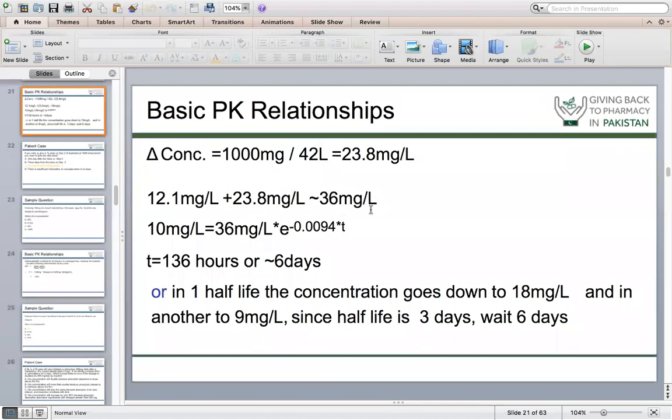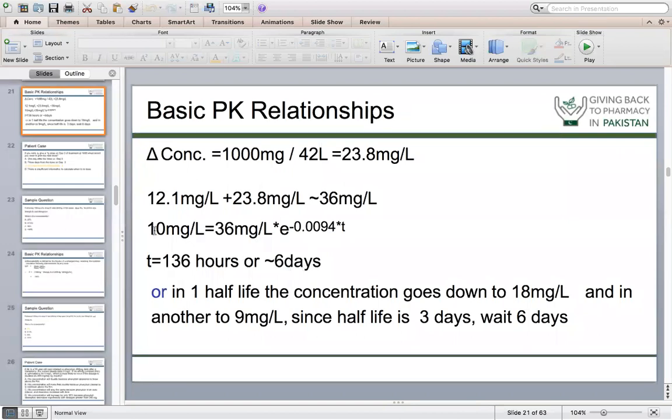36 milligrams per liter. We can solve this by applying another important equation, C naught is equal to C1 multiplied by e to the minus KT. This is also a very common equation in pharmacokinetics. This is our target concentration, and we just substitute the values here, and we get a T half of 136 hours or 6 days. I will show you another way to answer this question.